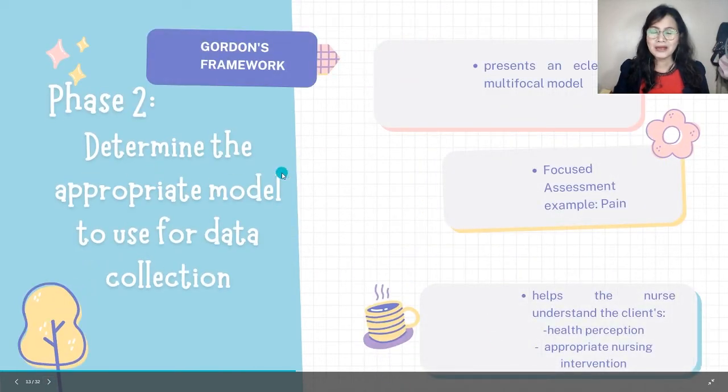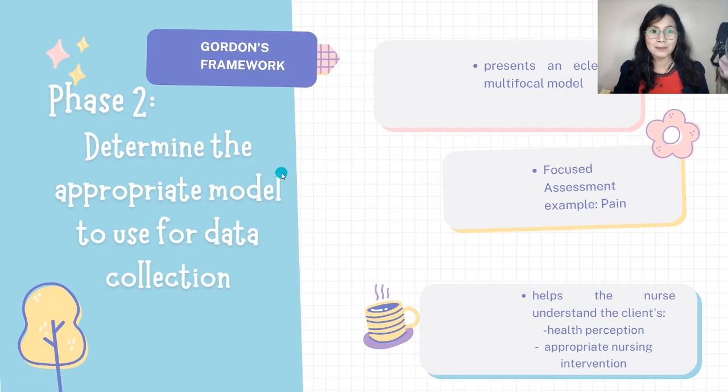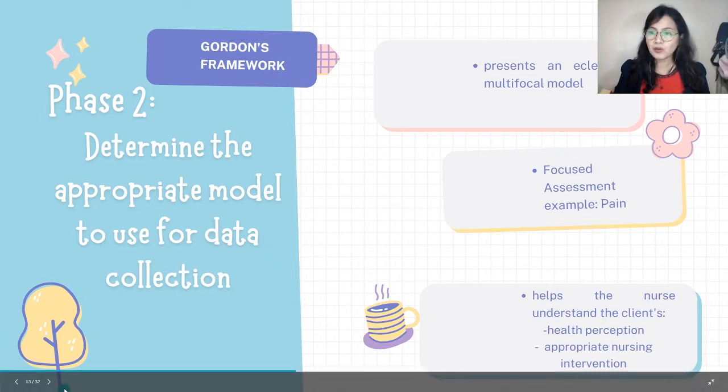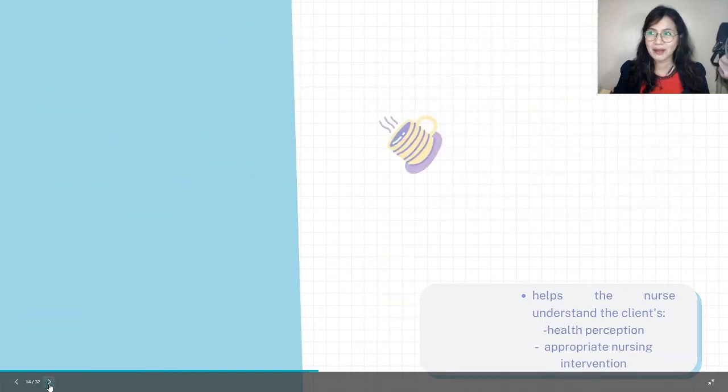Phase 2 involves determining the appropriate model to use for data collection. Here we're going to use Gordon's. Gordon's presents an eclectic multifocal model for data collection, and it is based on the 11 functional health patterns. So let's focus more on the next slide about the 11 functional health patterns.